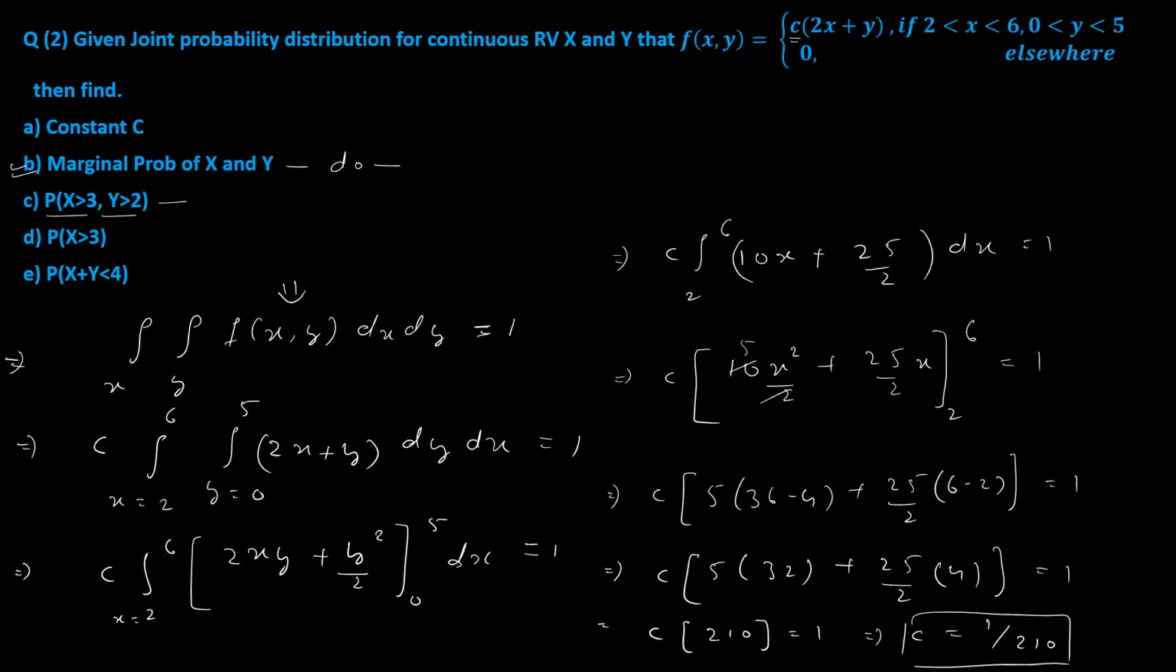To answer this question, you have to look into the joint probability distribution only, because x and y both are present. To answer this question, you have to see the marginal probability density of x, which you have to find first. Previously you had to find it here. Now this portion is new to you: how to find x plus y less than 4. So I will tell you how to answer the probability of x plus y less than 4.